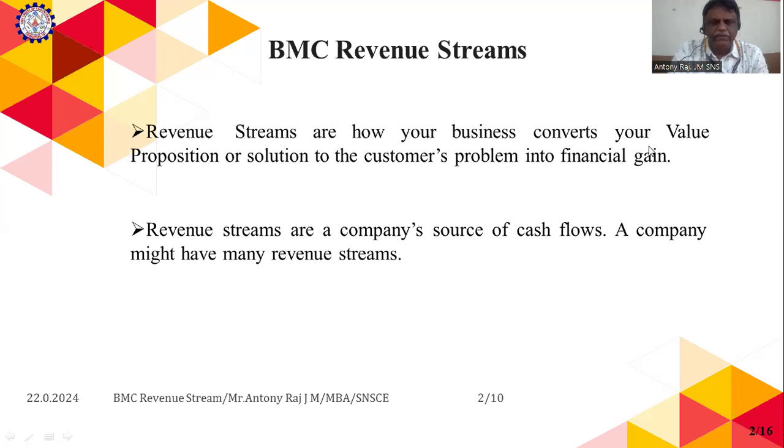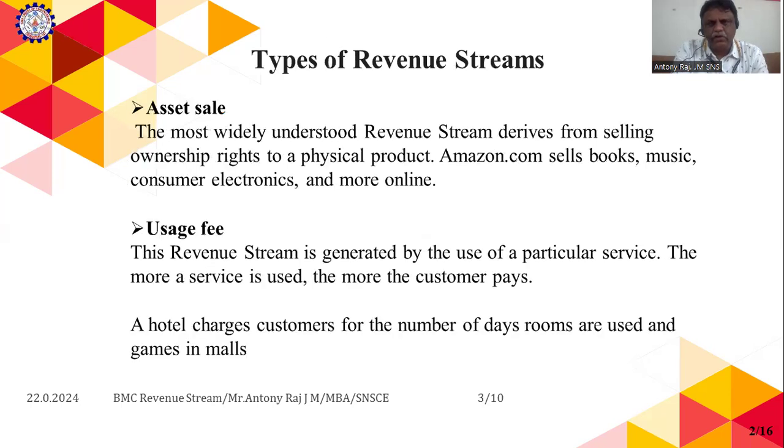Now a revenue stream will contribute to the company's cash flow. Cash flow is not a very financial concept; it's a very simple business concept. Cash inflow is the sources of cash which a company receives, and cash outflow is the sources where the cash goes out. That is called cash flow. Revenue streams are a source of the company's cash inflows. A company will have multiple revenue streams, so let us look at all of them.